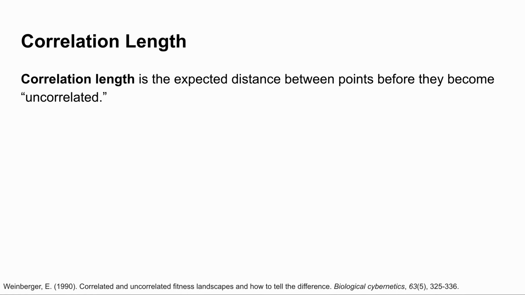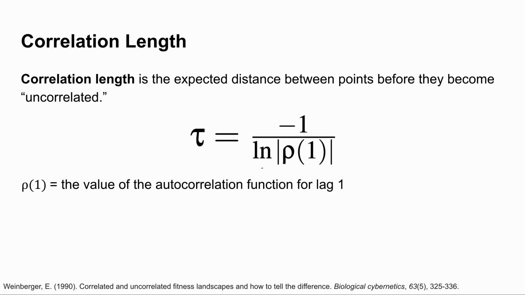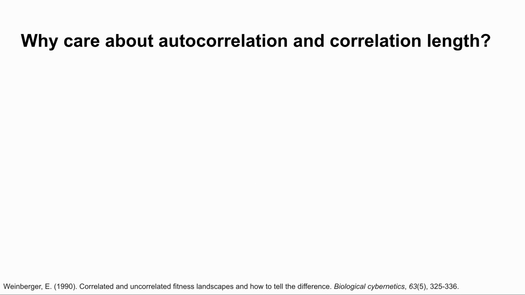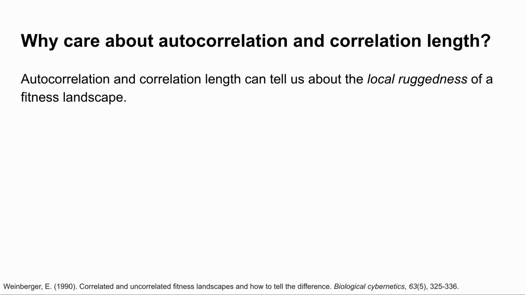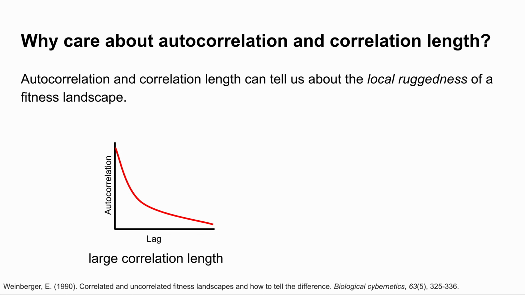Correlation length can be found using this equation. So why care about autocorrelation and correlation length? Autocorrelation and correlation length can tell us about the local ruggedness of a fitness landscape. Whereas local optima looked at a zoomed out view of the fitness landscape's ruggedness, autocorrelation and correlation length look at the zoomed in view. For example, an autocorrelation function that decays slowly, like this, will have a large correlation length, indicating a locally smooth fitness landscape.